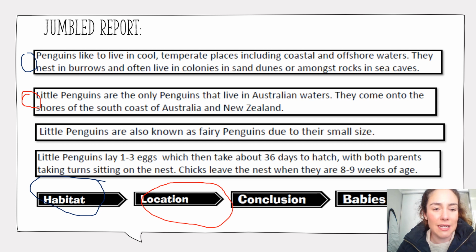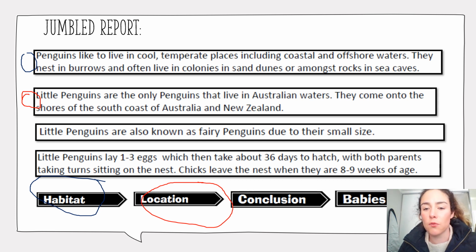The next one says, little penguins are also known as fairy penguins due to their small size. So that's really not telling me anything about their babies. I am thinking this one's the conclusion, but I'm just going to read on to the next paragraph just to check I'm sure. Little penguins lay 1 to 3 eggs, which then take about 36 days to hatch, with both parents taking turns sitting on the nest.